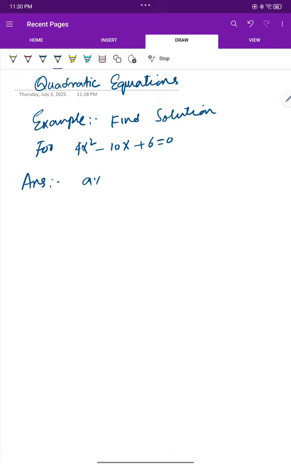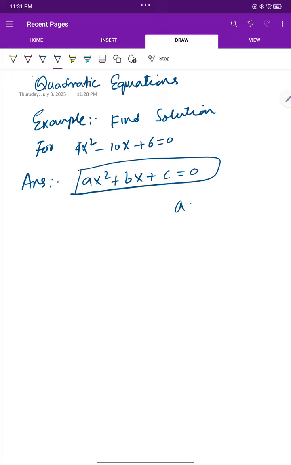The general form of a quadratic equation is ax square plus bx plus c is equal to 0. This is the general form. Always compare with it, and a is not equal to 0. These are the coefficients. So write down 4x square minus 10x plus 6 is equal to 0.